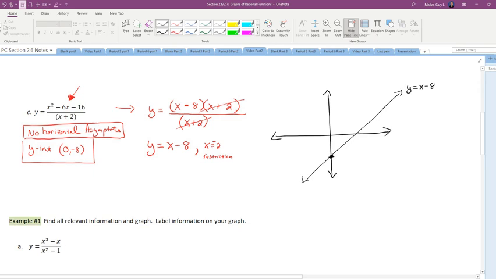But I'm not supposed to be graphing y equals x minus 8. I'm supposed to be graphing this function, which is almost y equals x minus 8. The only difference is I'm not allowed to use negative 2. So I'm going to go to negative 2, which we can plug in and see that that would be the point (negative 2, negative 10). If I did use it, I'd have the point (negative 2, negative 10). We have to remove that point.